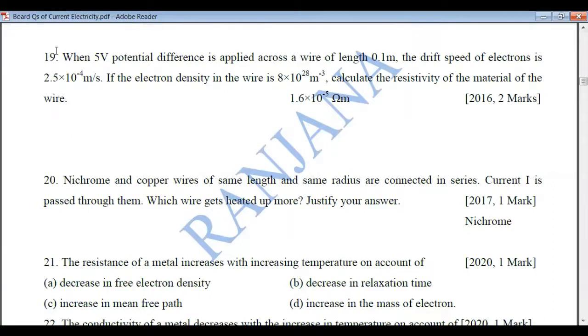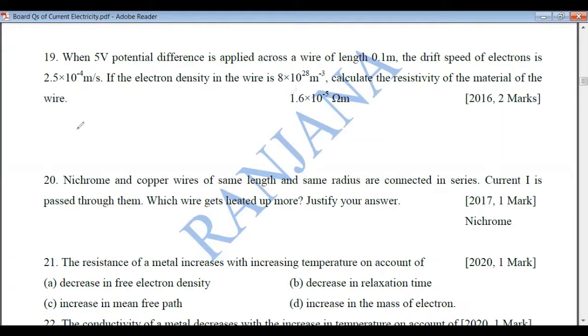Question number 19: when a 5 volt potential difference is applied across a wire of length 0.1 meter, the drift speed of the electrons is given as 2.5 into 10 raised to the power minus 4 meter per second, and the electron density is given as 8 into 10 raised to the power 28 per meter cube.